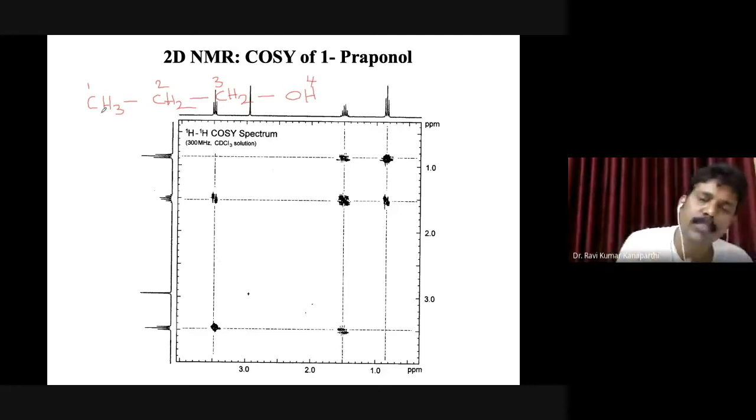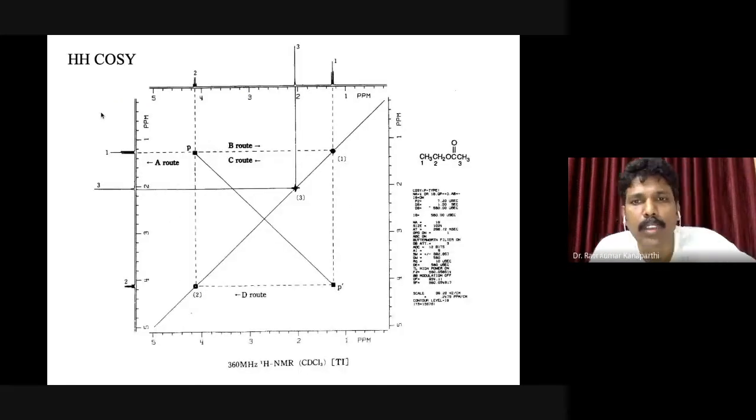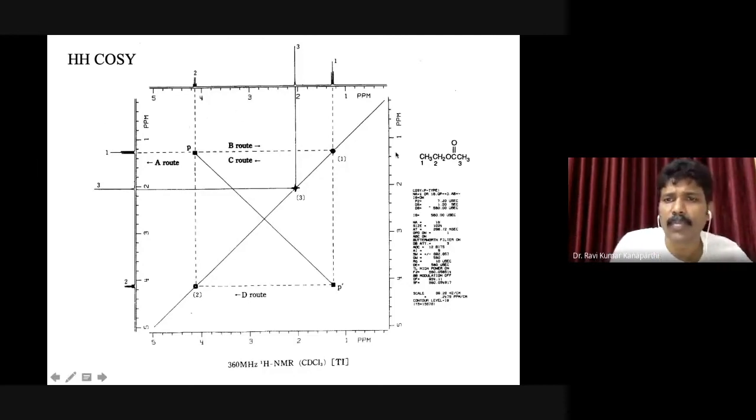In the case of propanol, it's very straightforward and easy to interpret the data, but as you move on, it becomes a very cumbersome job. And this is the ethyl acetate. You can see here that this has only one correlation between the 1 and 2 protons. Therefore, we will see only one off-diagonal peak.